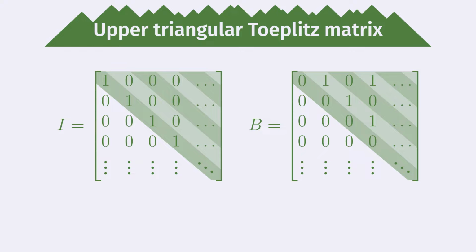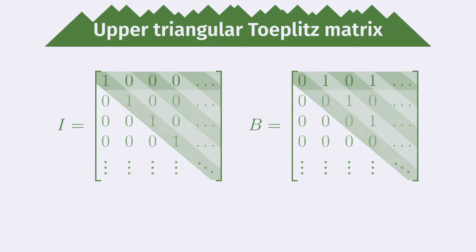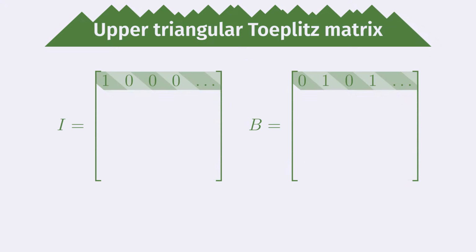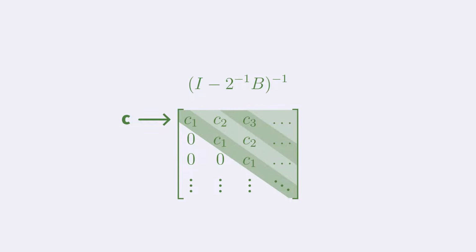The great thing about upper triangular Toeplitz matrices is that adding or multiplying two of them together, or taking the inverse of one, always results in another upper triangular Toeplitz matrix. This means that we only need to keep track of their first row, which is an array of dimension n. We can now try to find the first row of its inverse matrix. Let's call the first row of the inverse C, and its entries C1, C2, etc.